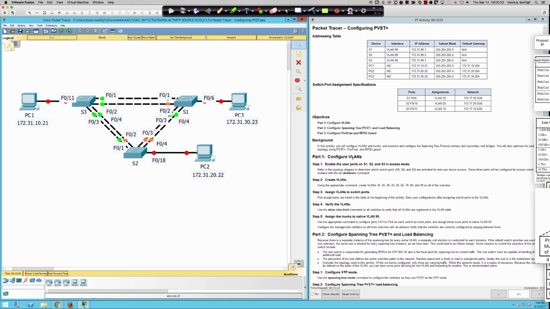And before we dive in, let's talk a little bit. You can see up here it says configuring PVST+. And so real briefly, I want to discuss what the different versions of spanning tree are and how we ended up where we're at today. And we talked about this in class. And so this is actually going to be pretty important.